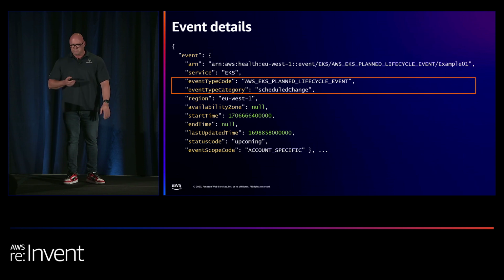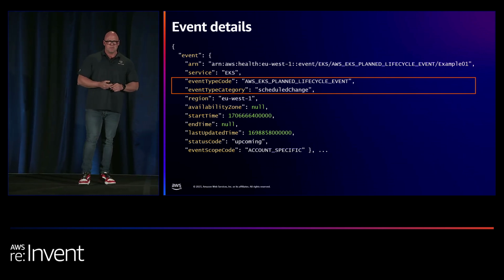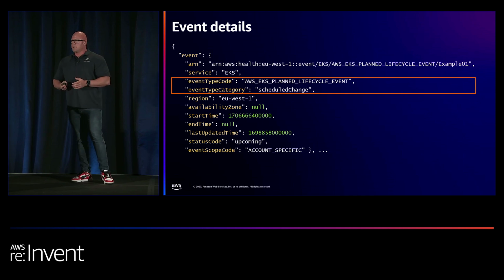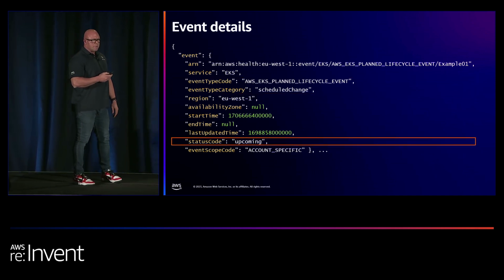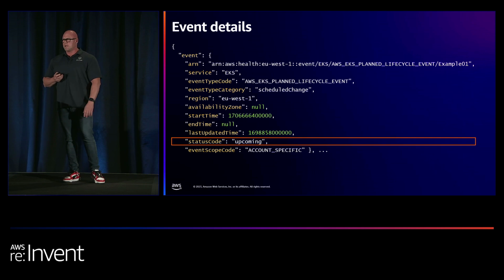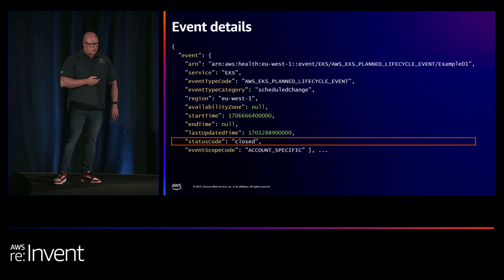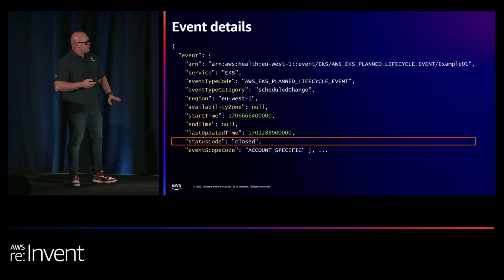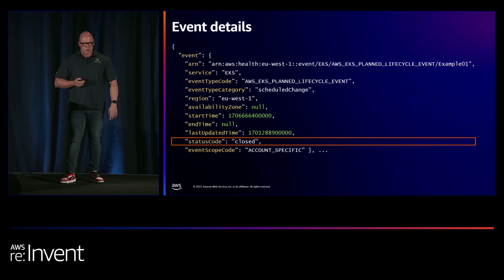So as I mentioned before, the event type codes, you'll be able to recognize these events because they will have a planned lifecycle event suffix. And as I mentioned, the event type category will be schedule change. For events that are still in the future, the event status code will reflect as upcoming. We've also included, when the event date has passed or you've carried out all actions on that planned lifecycle event, the status code will show as closed.